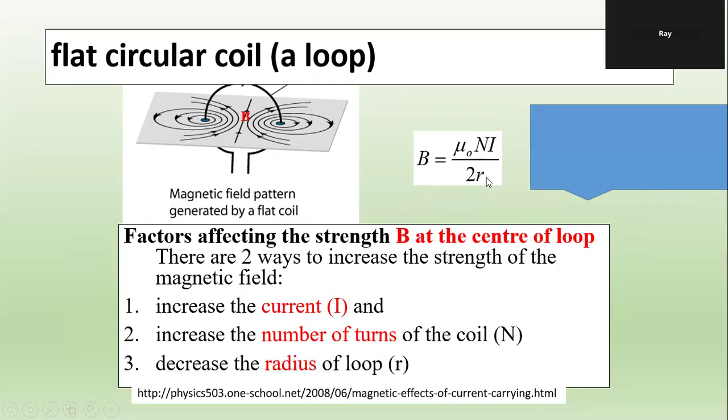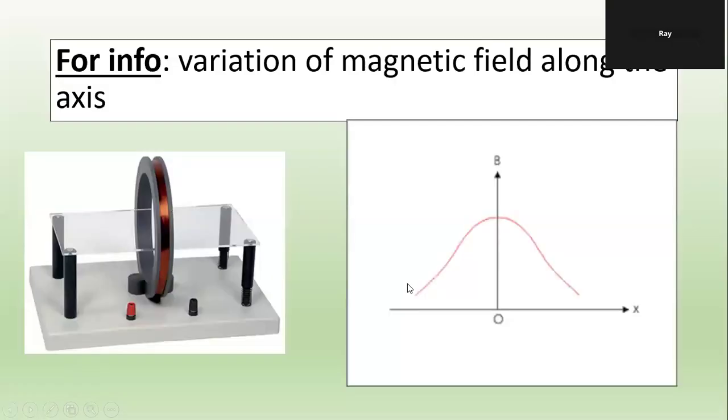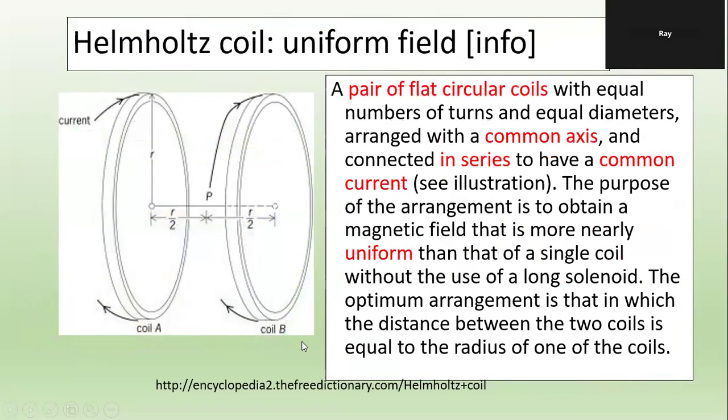Decrease the radius of the loop. Right? Make this radius smaller, then it's stronger there at the center here. That is how you can use your Hall probe to find out how the field varies with distance from one side to the other side. That's roughly how the graph will look like. Right, this is for info.